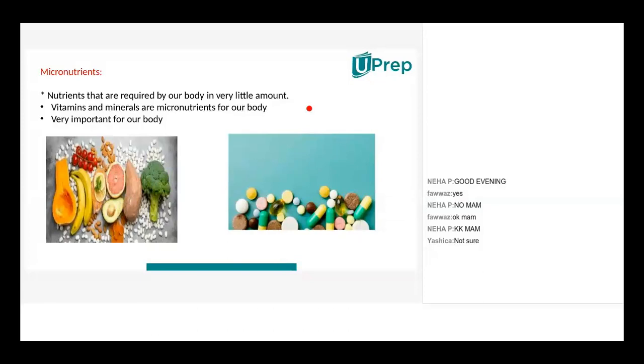Right? What I'll do is that I'll just use the chat. So macronutrients are basically protein, fats, carbohydrates. These are all macronutrients. And what are micronutrients? Micronutrients are basically trace elements. These could be vitamins and minerals.